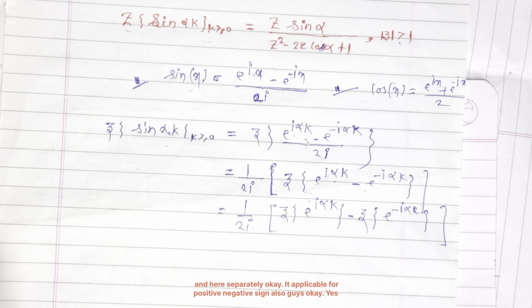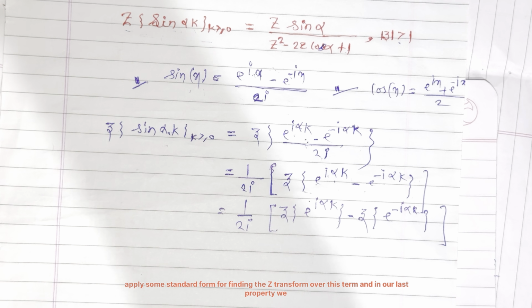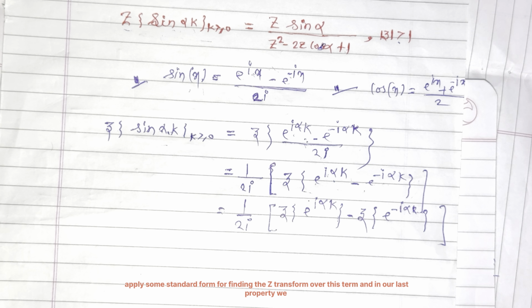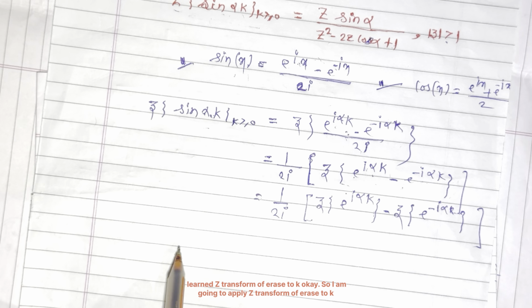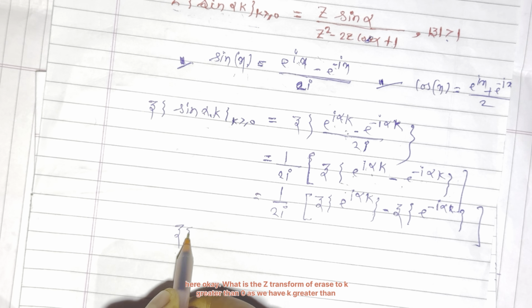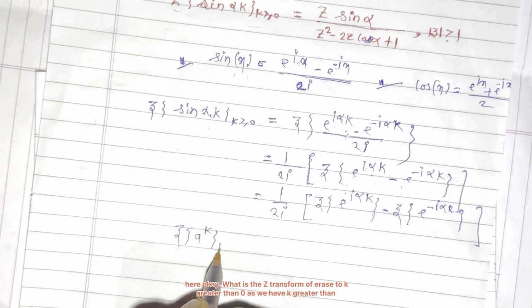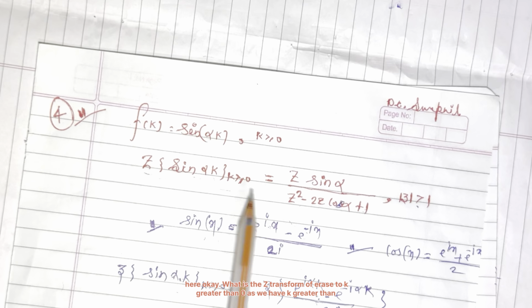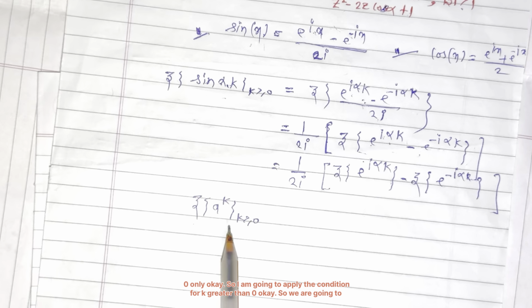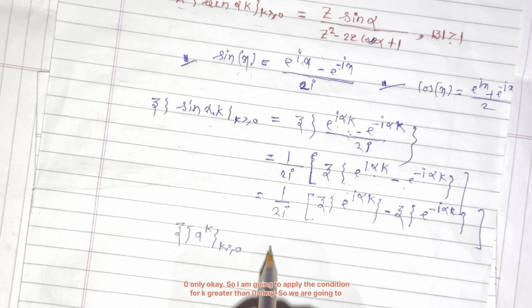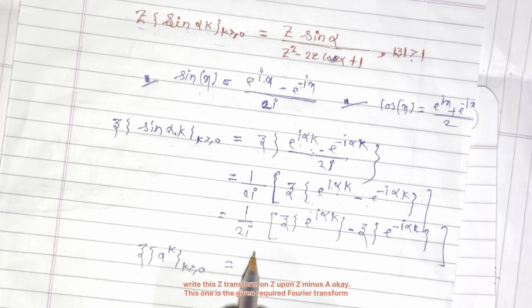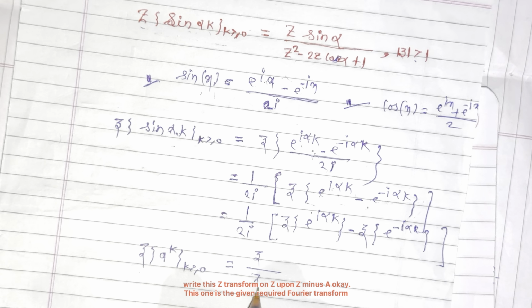Now see that this one is a standard form, e raised to i alpha k. So we are going to apply a standard result for finding the Z transform of this term. In our last property, we learned the Z transform of a raised to k. So I'm going to apply the Z transform of a raised to k here. What is the Z transform of a raised to k when k is greater than 0? We have k greater than 0 only, so I'm going to apply the condition k greater than 0, and we write Z upon Z minus a.